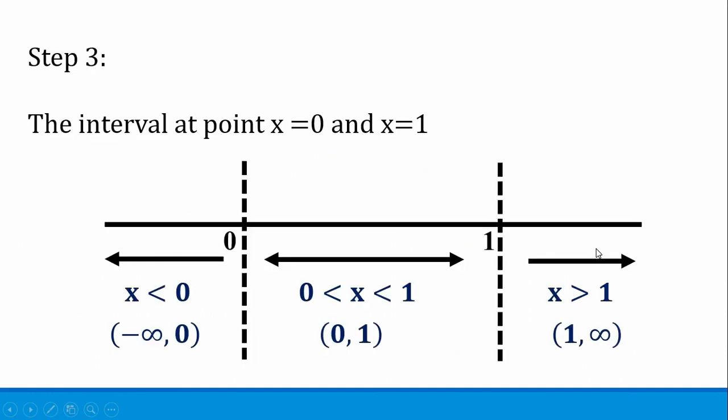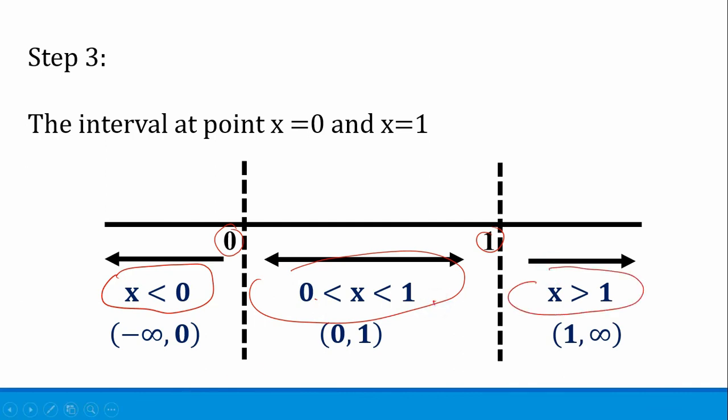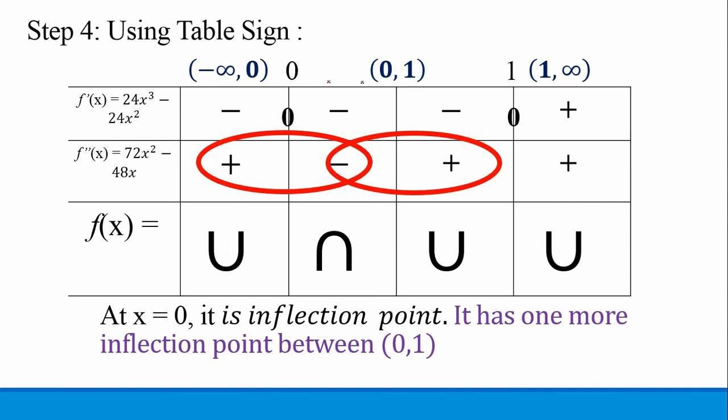So step 3, you want the intervals. You put 0 and 1, and then you know that x is less than 0 for this region, and for the middle region it is from 0 until 1, and for the other region x is greater than 1. So the fourth step is the sign table. First, I put 0 and 1. I choose the nearest values. Let's say this one is negative 1.